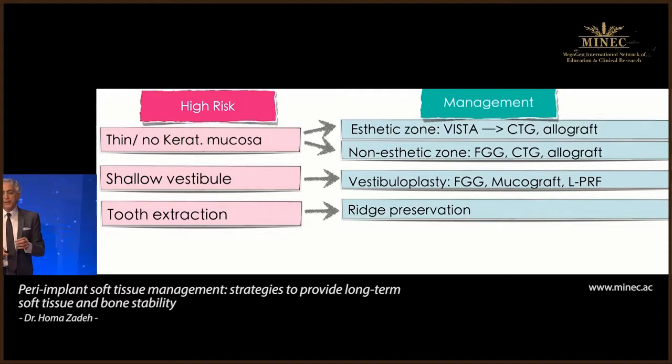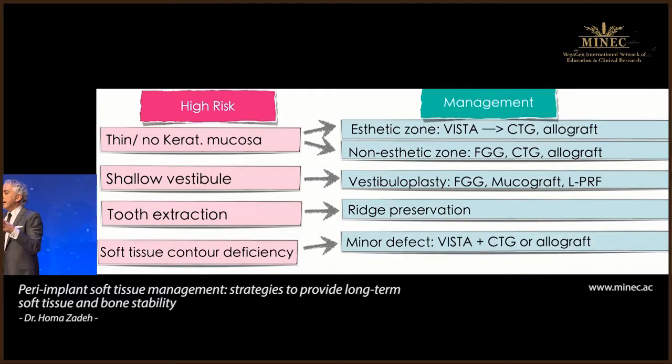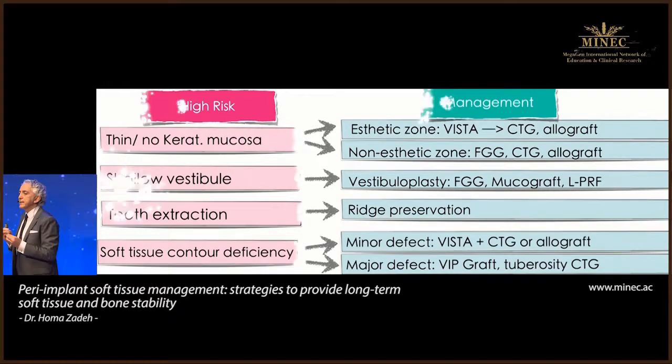Ridge preservation is not just about bone preservation, it's also about soft tissue preservation. And if you already had areas that had extraction without preservation, have soft tissue deficiencies, if it's minor, you can use VISTA, connective tissue graft, allograft. There are also more advanced techniques with vascularized pedicle type of grafts that we don't have enough time to get into, but they give you even more bulk of tissue.